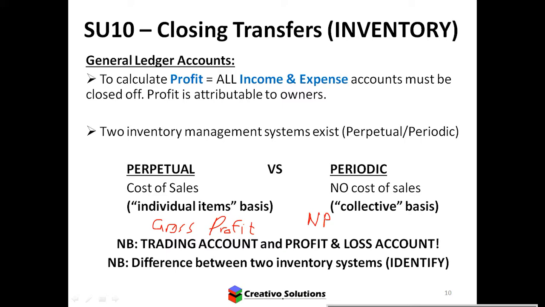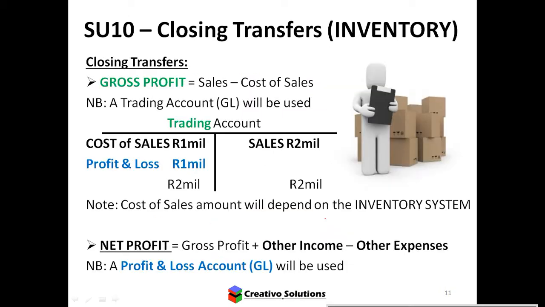Okay, so with perpetual you'll have cost of sales, with periodic you won't. Right, for both types of businesses, it doesn't matter which one, perpetual or periodic, I'm going to have a cost of sales because I'm either going to calculate it or I'm going to record it or take it from the actual books of the business. Right, gross profit comes from the trading account, net profit comes from profit and loss, taking other income and expenses into consideration.